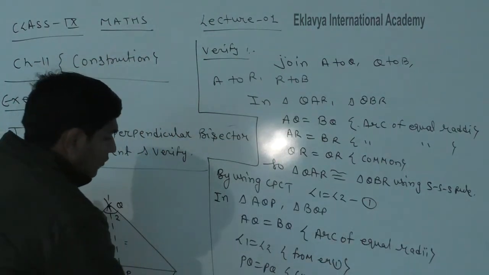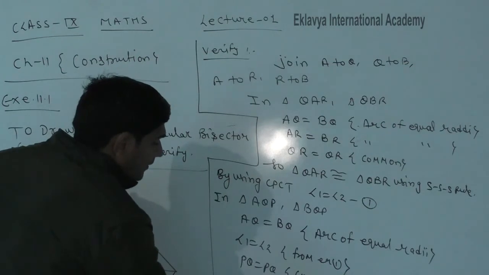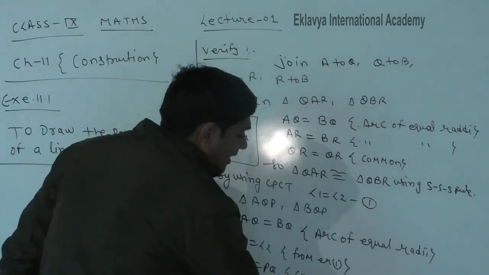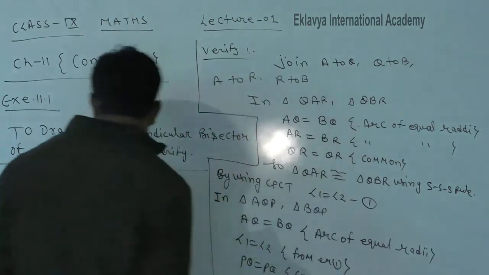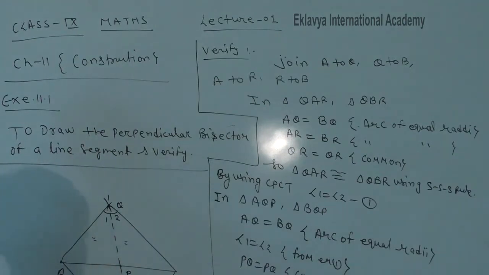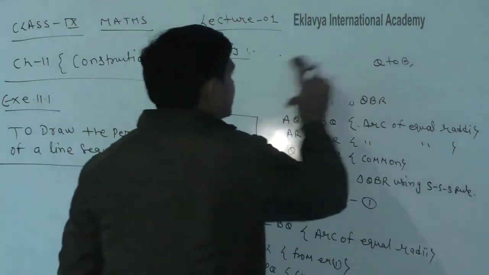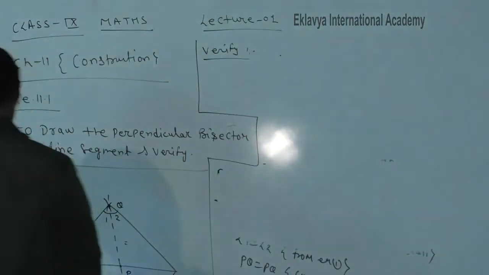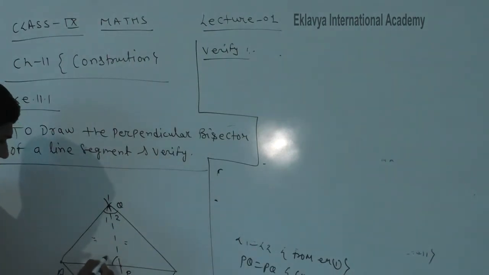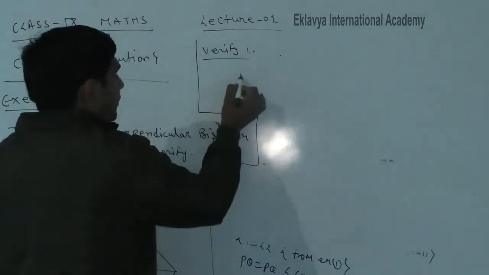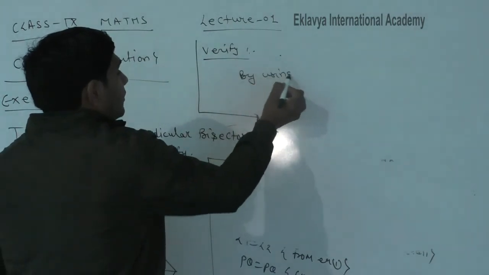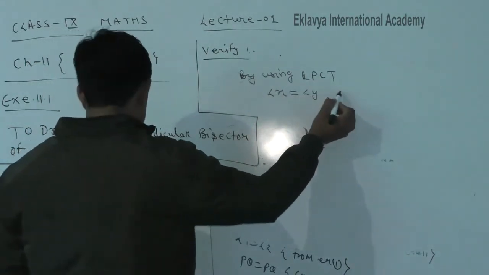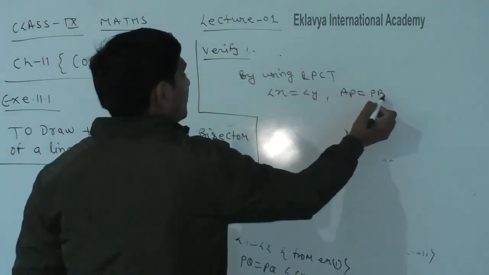So triangle AQP is congruent to triangle BQP, using which rule? SAS rule. Both triangles are congruent. Now by using CPCT again, let us call these angles x and y. So by using CPCT, angle x is equal to angle y and AP is equal to PB.